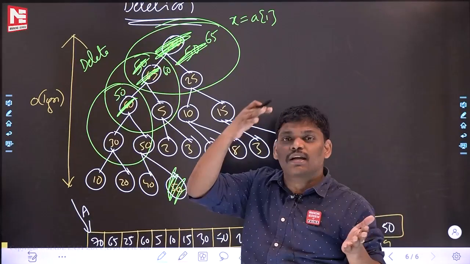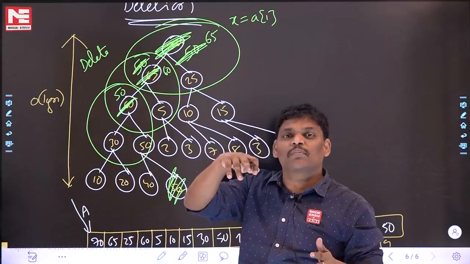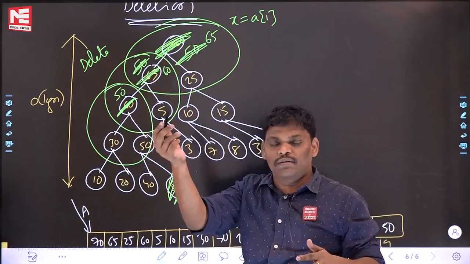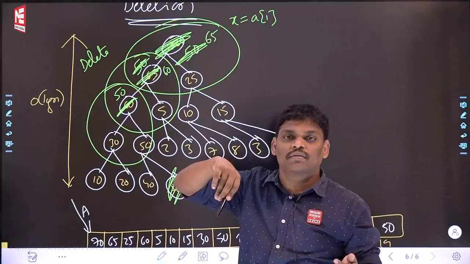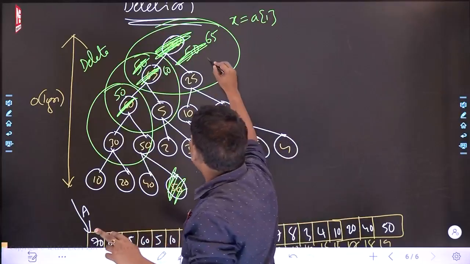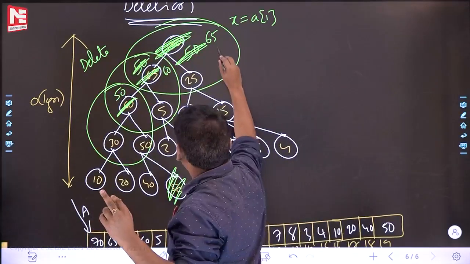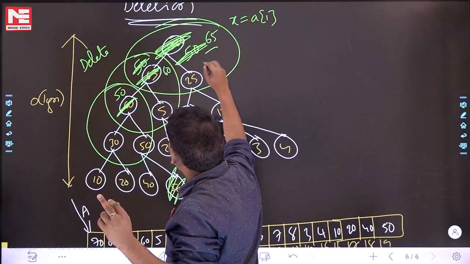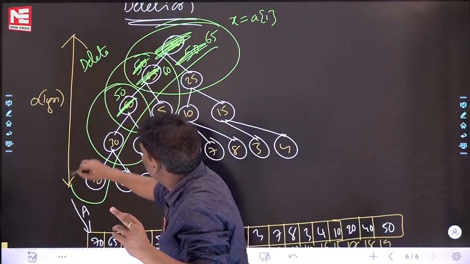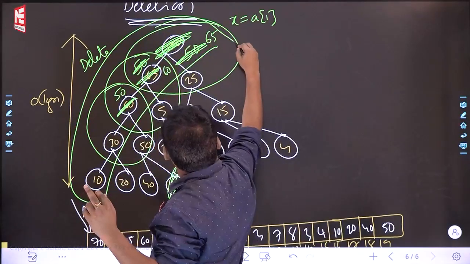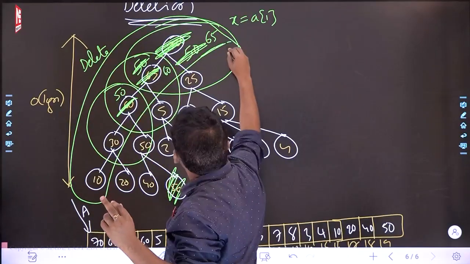Exactly like insertion: in insertion the child will ask the parent, in deletion the parent will ask the child. And one more thing, see this line carefully. Maximum what can happen? You keep on swapping like this. You keep on swapping like this.